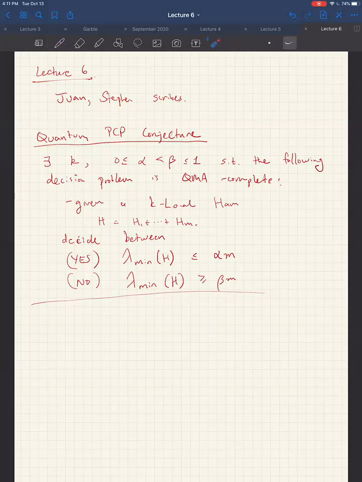And just recall that what we do know is true is this quantum Cook-Levin theorem, where the problem that is QMA complete is the same problem, except that the difference between the yes and no instances is just some inverse polynomial amount. So something that's like a vanishingly small number. But the quantum PCP conjecture is stating that, in fact, it's still QMA hard when the difference between the yes and no instances is very large. Something that's growing as a function of the number of terms or the number of particles involved in the system.